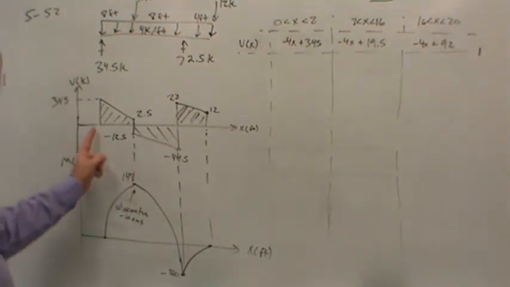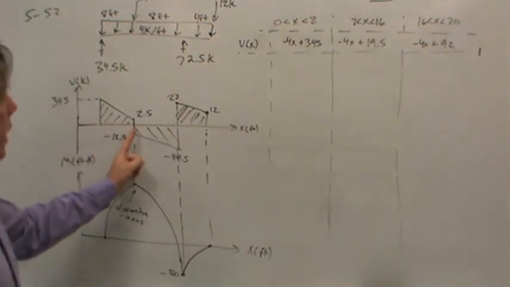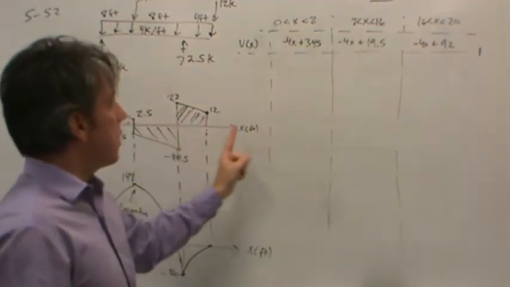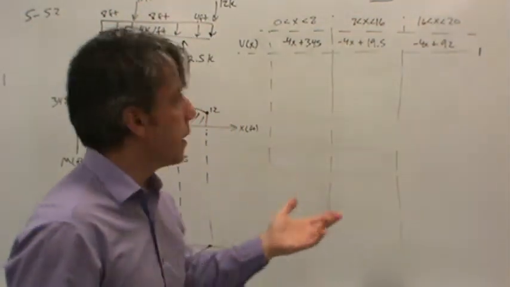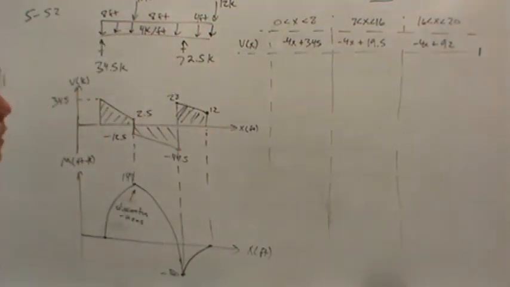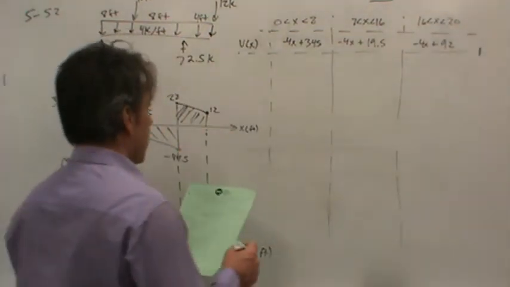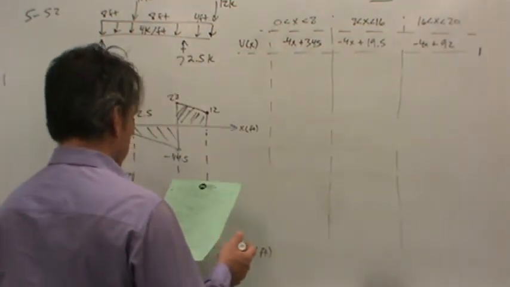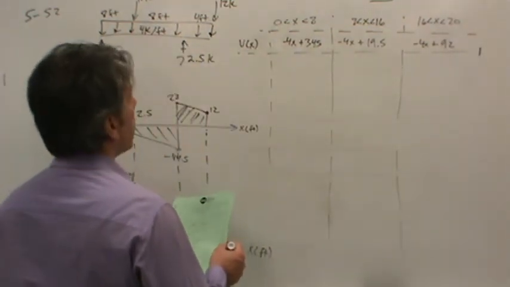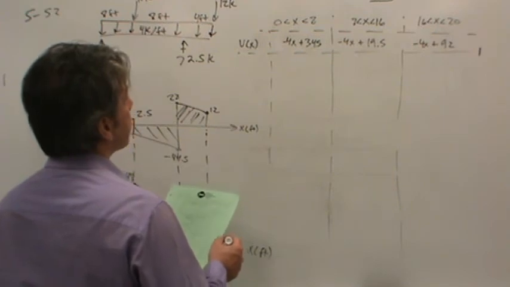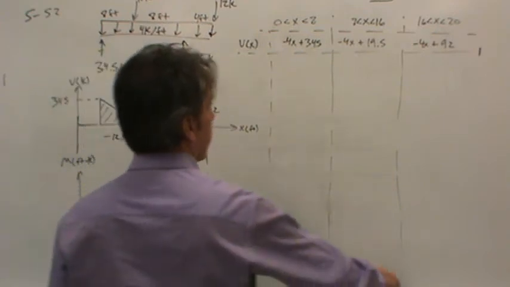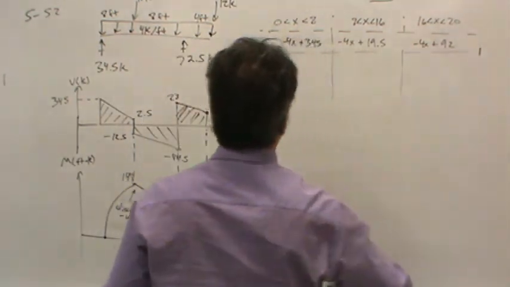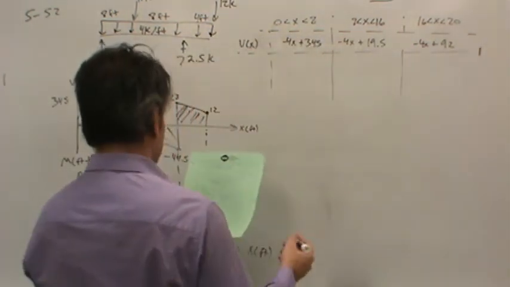Just plug in different X positions, 0 to 8 in this one, 8 to 16 in this one, 16 to 20 in this one, and you'll find that it matches what we've got here on the diagram. The next thing to do was to calculate the moment, and the moment's pretty straightforward. Made a table here. Let me go ahead and erase the table for the time being, and then we'll extend it later if we need it. I'll use this space down here to integrate.